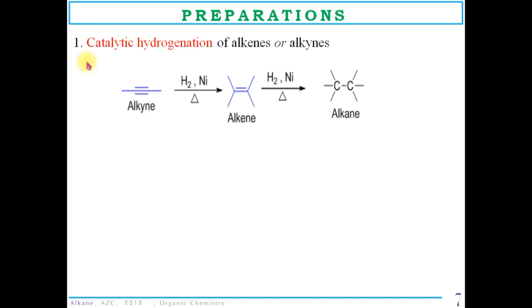First method of preparation, that is catalytic hydrogenation of alkene or alkyne. If we use alkyne as a reactant, it is reacted with hydrogen gas using heat and nickel as a catalyst. It is converted to alkene first. Then this alkene is converted into alkane using the same reaction conditions.